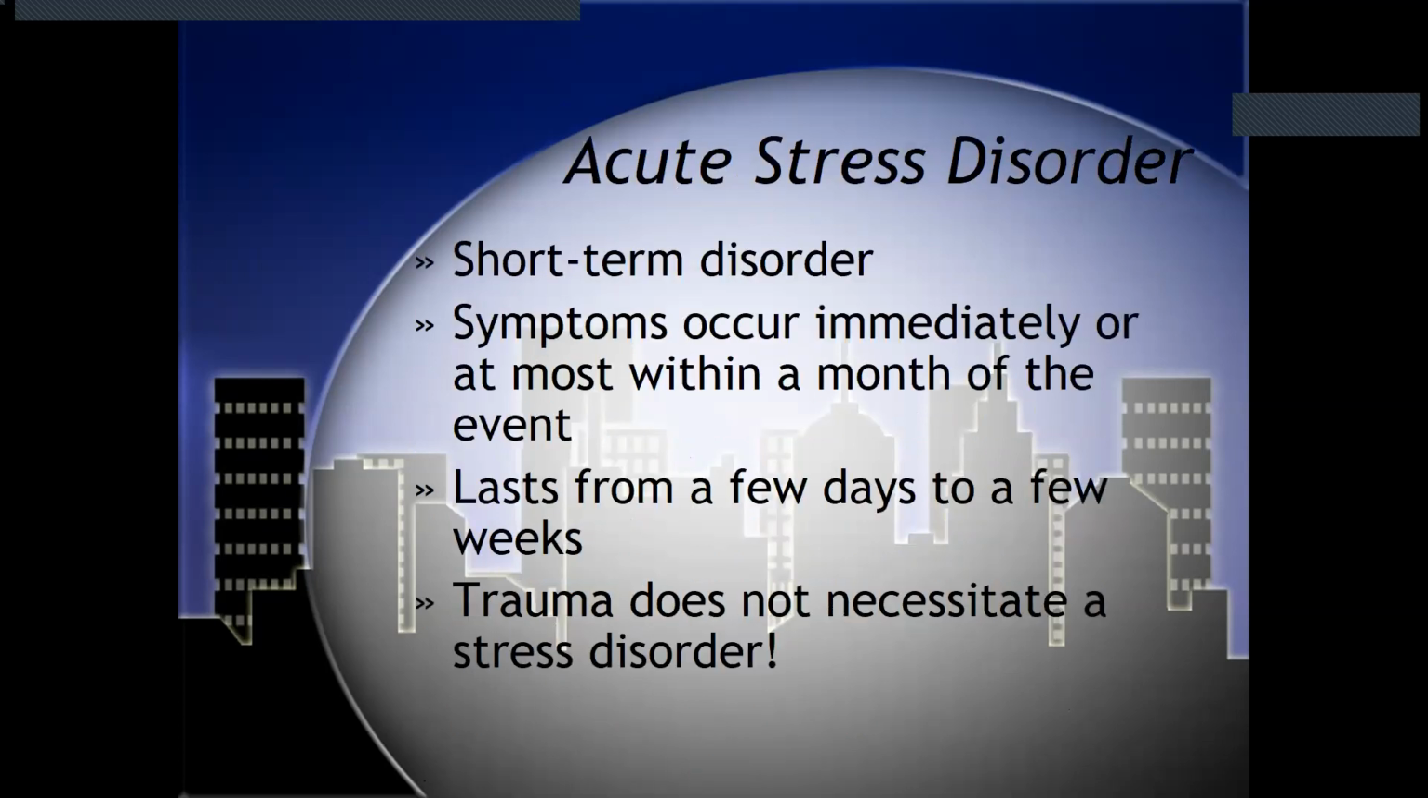Acute stress disorder is a short-term deal. So it says symptoms occur immediately or at most within a month of the event, and last a few days to a few weeks. So you go through something stressful, like a car accident or something traumatic, and then it bothers you for a few weeks, or a month or so, and then you get over it. That's not PTSD. PTSD lasts a lot longer, is much more severe, and can show up many months or many years after it happened. So that's the difference there.